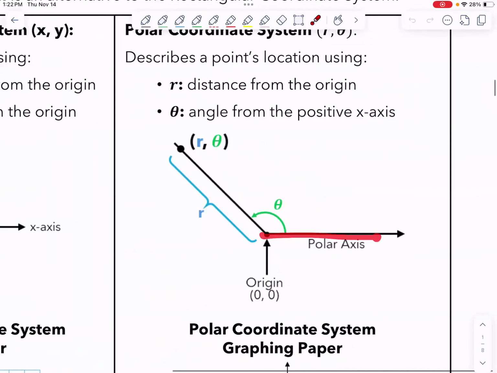So this right here is the positive x-axis. Theta represents an angle from that axis, just like we've been drawing all semester, right? So there's a little angle there. And then the r value represents how far out you go on that terminal side of the angle. And then you plot a point. The origin is where it always has been at 0, 0.